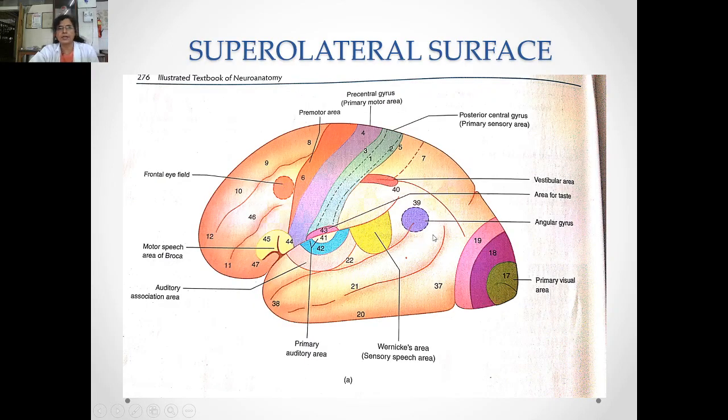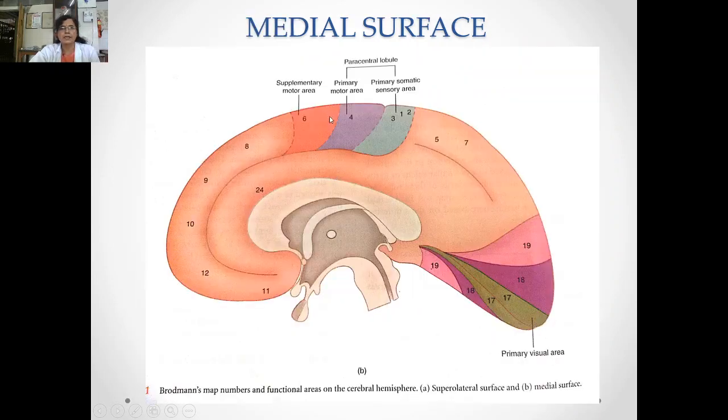So this is the superolateral aspect of the cerebral hemisphere, which shows different functional areas. In front of the central sulcus, there is the precentral gyrus, and this is area number 4, the primary motor area, which is present in the precentral gyrus on the superolateral surface. On the medial surface, it is present in the paracentral lobule in front of the central sulcus, that is area number 4.